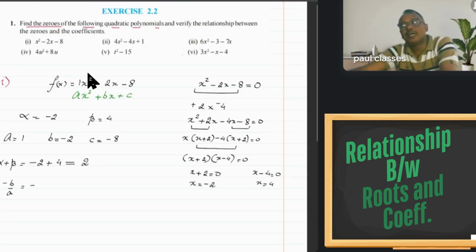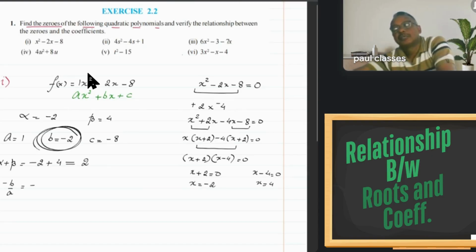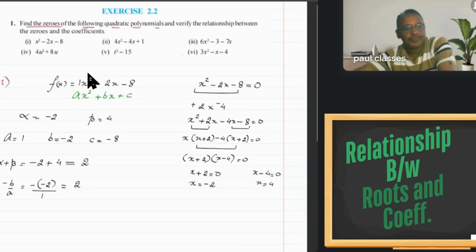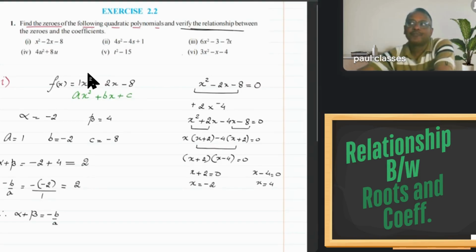What is b here? So minus of minus 2. What is a here? Are you getting 2? So what have you verified? Alpha plus beta was equal to minus b by a. Therefore, we have verified alpha plus beta is minus b by a, and hence verify the relationship between zeros.